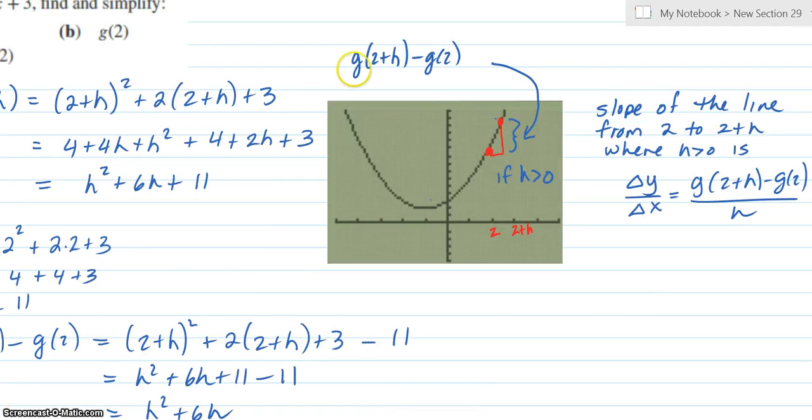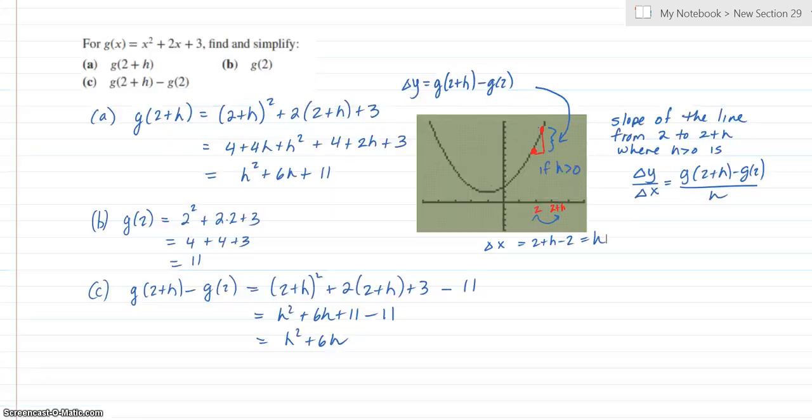And there it is. So this is the change in y. And the slope of the line between these 2 points, where h is positive, is that delta y that we just found over delta x. And the delta x is really just h, because 2 plus h minus 2 is the delta x, which is just h. Interesting. But we'll talk more about that in the future. And that concludes this problem.